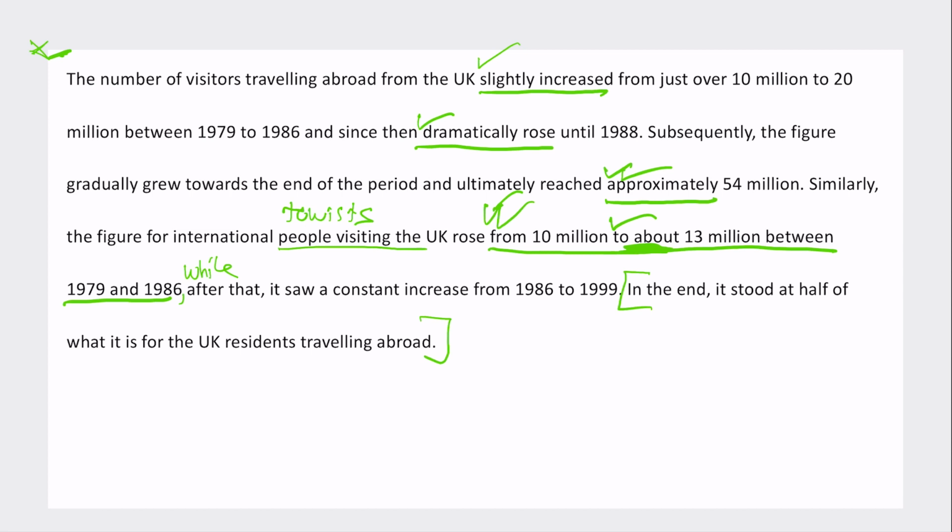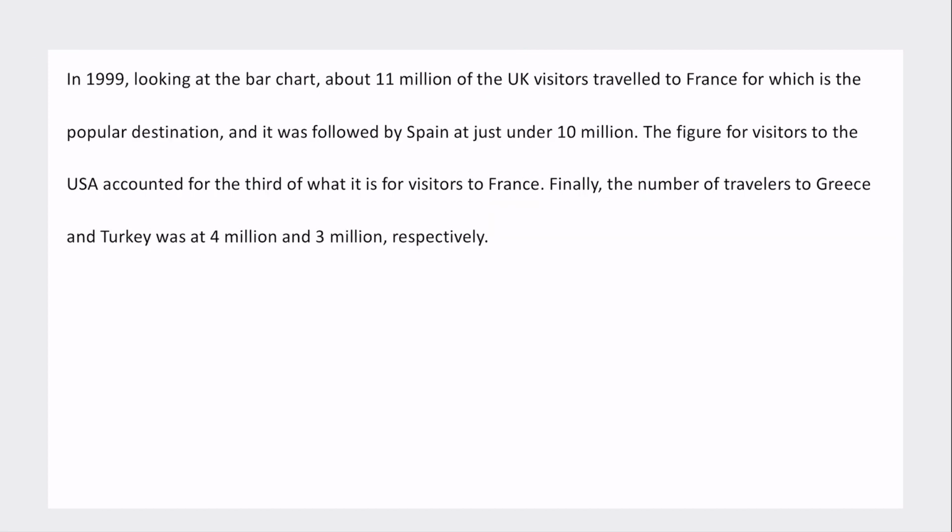sentence at the start. And then in 1999, looking at the bar chart, about 11 million of UK visitors travelled to France, which is the most popular destination, and it was followed by Spain at just under 10 million. Okay, again, nice summary, nothing wrong with that sentence. The figure for visitors to the USA accounted for a third of what it is for visitors to France. Accounted for a third of what it is for visitors to France.